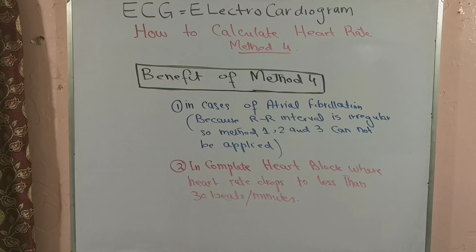So it makes it one of the most important methods to remember, so that we are able to calculate the heart rate looking at the ECG of these patients, especially atrial fibrillation and complete heart block.